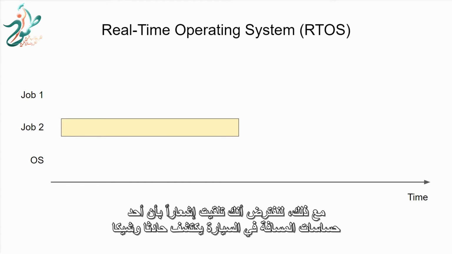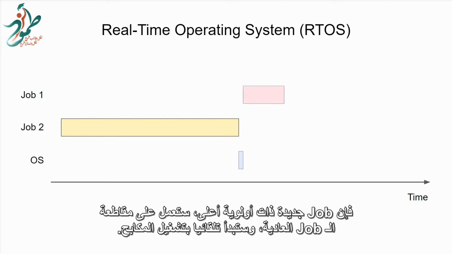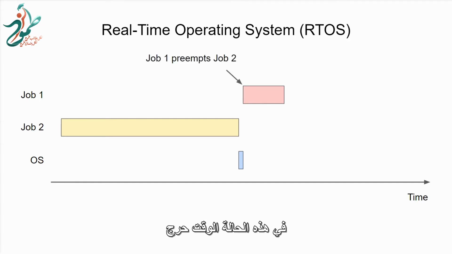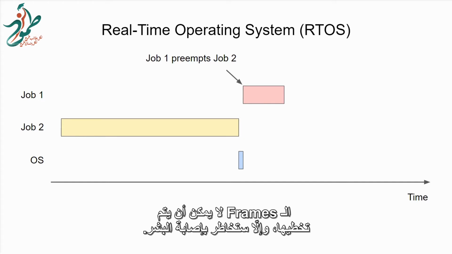However, let's say you get notification that one of the distance sensors in the car detects an impending crash. A new high-priority job preempts the regular job and begins to automatically apply the brakes. In this situation, time is critical. Frames can't be dropped, or you risk injuring humans.